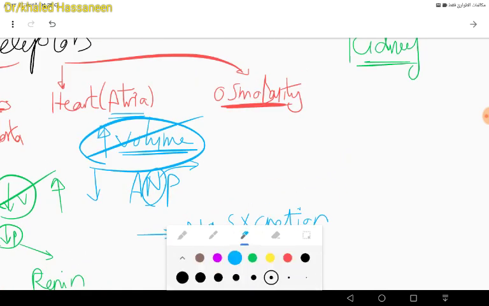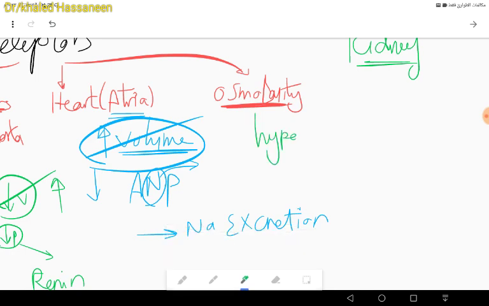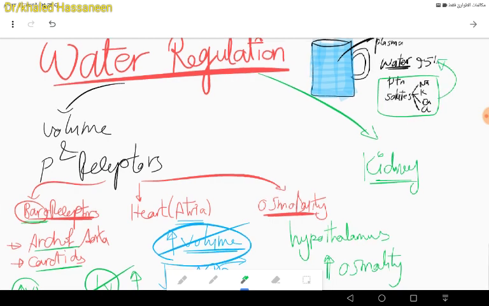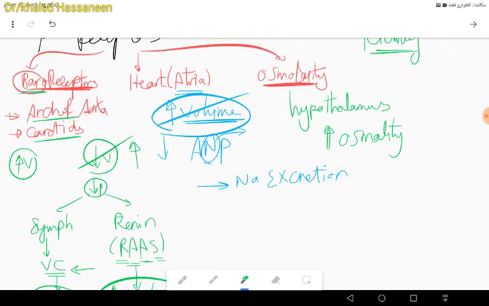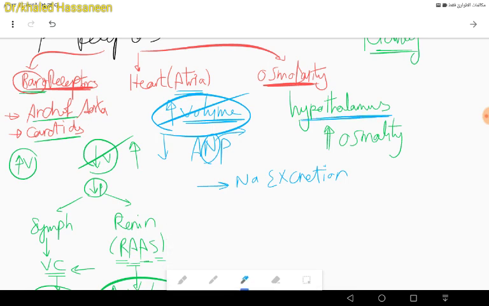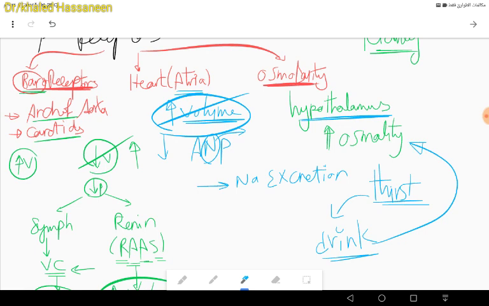Finally, the osmoreceptors, which are found in our hypothalamus, are sensitive to increased osmolarity. Increased osmolarity means our sodium and electrolytes are more than water. So we need water. The problem is solved by water. And that is what osmoreceptors do, they stimulate a certain area in the brain, mainly the thirst center. When the thirst center is stimulated, it orders you to drink water. And drinking water leads to dilution of our plasma, decreasing osmolarity and solving the problem.